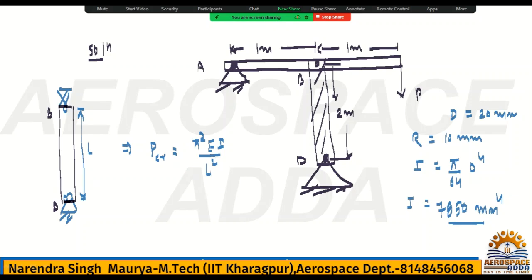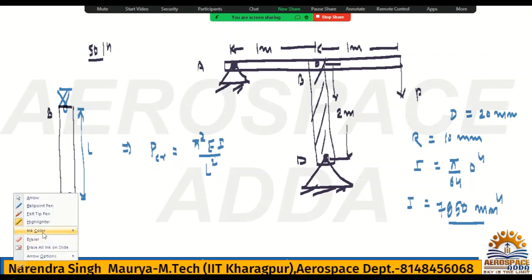E is given, L is given as 2 meter. So anyhow, if you are able to relate this PCR with this P, then automatically you will get the value of P, and that value of P will be the minimum value to buckle the column BD. All right. Now the next step is what? How to connect this PCR with the P? Very simple. Check this problem.